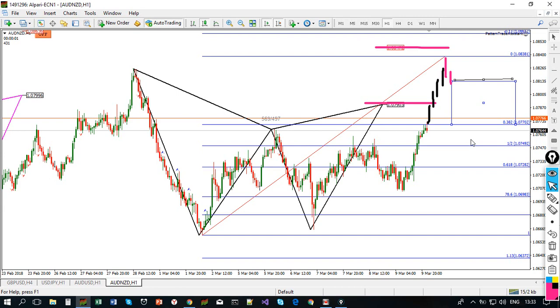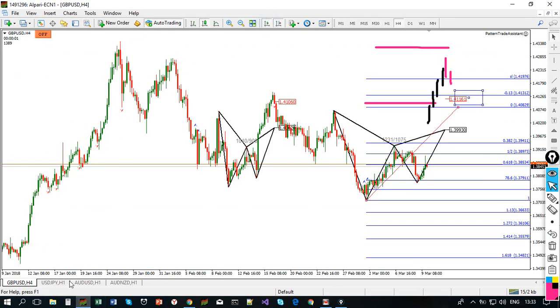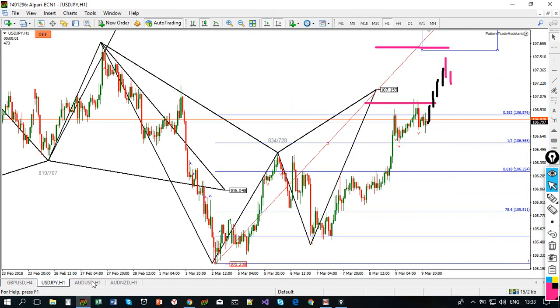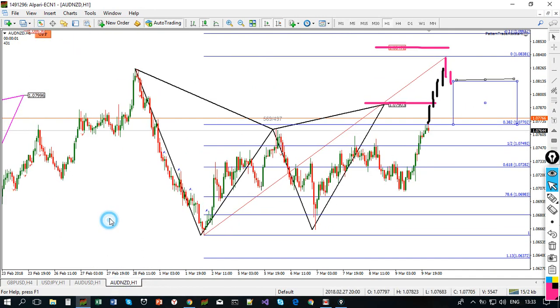Well, that's it, the 4 trading setups for the next week. Pound dollar, dollar yen, Aussie dollar, and Aussie New Zealand.